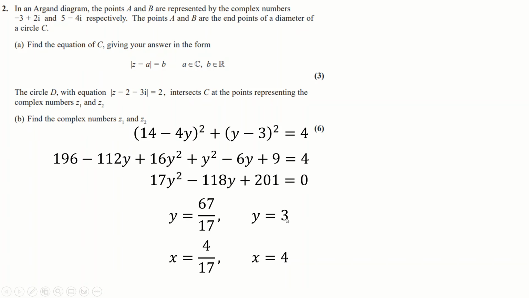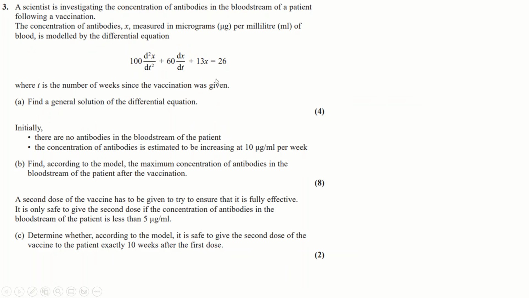But of course, this is the point where, remember, we made up this Cartesian plane with x and y as we were originally looking at the complex plane. So we say the complex numbers of the intersection points are 4 plus 3i, and 4 over 17 plus 67 over 17i. Or you can factorize out the 17 and leave it like that. Okay, good. Question number 3 then.